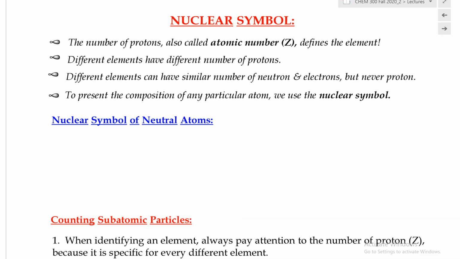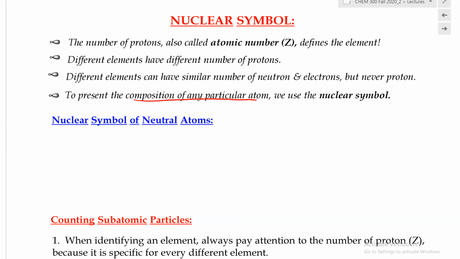Hi guys, in this lecture video, I'll be discussing the nuclear symbol. So what is a nuclear symbol? A nuclear symbol is basically a way to represent the composition of any particular atom. Now we see that different atoms have different numbers of protons, neutrons, and electrons. And that is something that we need to keep track of. By writing the nuclear symbol, it allows us to figure out how many protons, neutrons, and electrons any given atom would have.